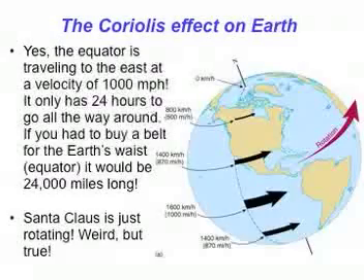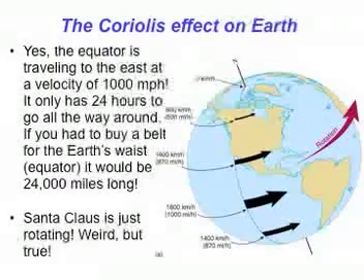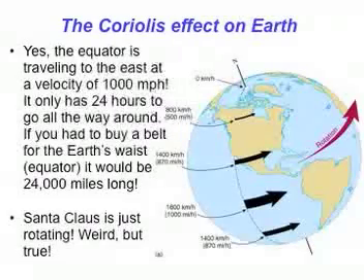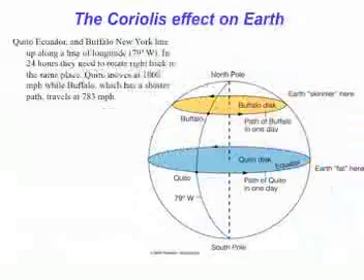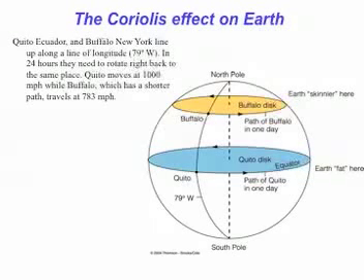But some of the rules is that it offsets to the right in the northern hemisphere, to the left in the southern hemisphere, and it's caused because of these different velocities at different latitudes. All right, Quito, Ecuador, and Buffalo, New York share a line of longitude. They are both on 79 degrees west longitude. Quito's at the equator. Buffalo, New York is somewhere like 45 degrees north latitude.